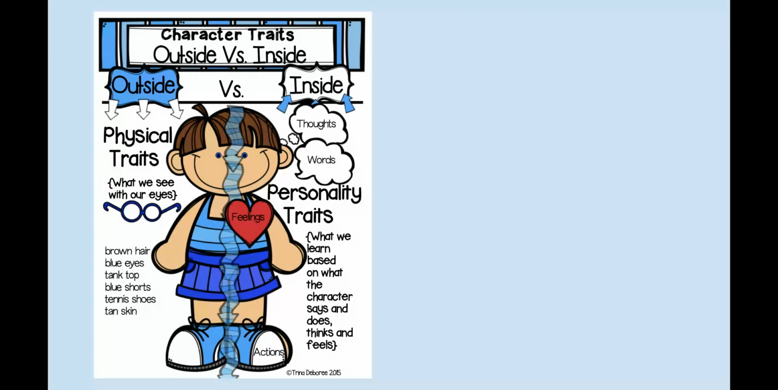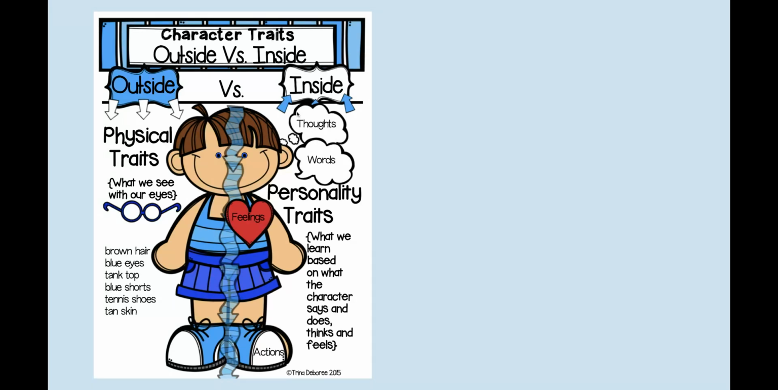Let's do a quick review of character traits. Character traits can either be on the outside or inside. Those external traits, those traits on the outside, we see with our eyes, like brown hair, blue eyes, tan skin. Those are all things that we see with our eyes. The internal traits are a little harder to see because we can't see them with our eyes, and sometimes we have to infer them.